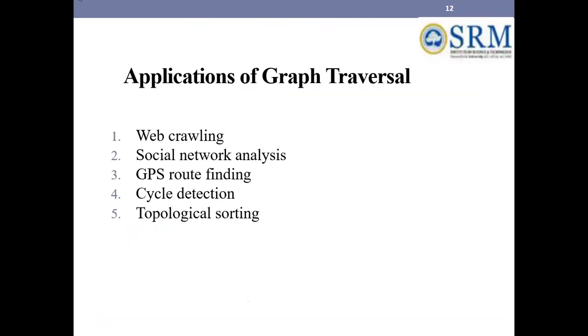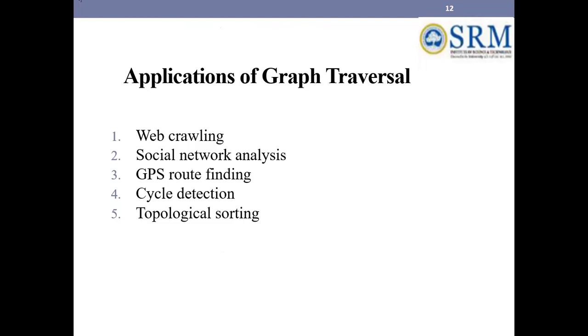What are the applications of graph traversal? This is mainly used in web crawling, moving from one page to another page. There's a link, and the control moves from one page to another in web crawling. And social network analysis, where some products are recommended based on history. So all applications are interlinked. That is used for social network analysis and GPS route finding. Find the route from one node to another node using this approach.